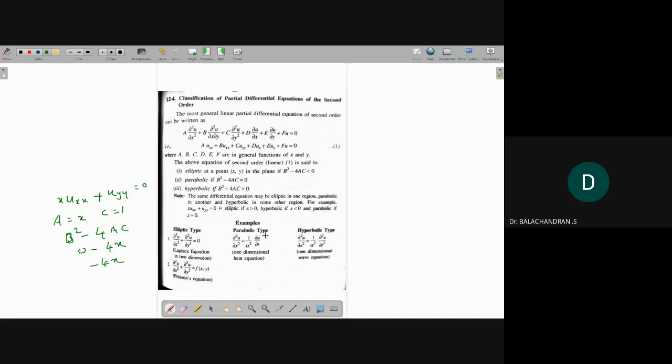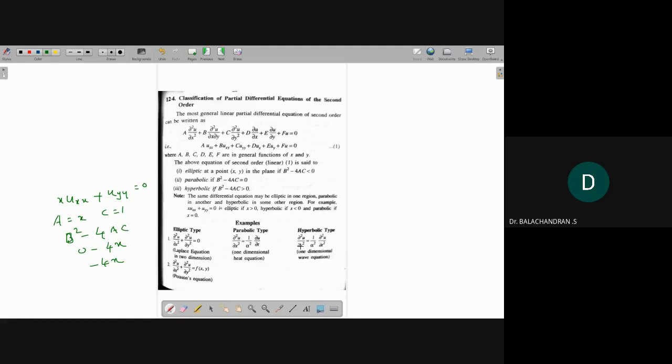And for the parabolic type, the one-dimensional heat equation. I think you studied the one-dimensional heat equation in Fourier transform. This is dou square u by dou x square equal to 1 by alpha square into dou u by dou t. So the one-dimensional heat equation is parabolic type. And then the one-dimensional wave equation, I think this is the hyperbolic type: dou square u by dou x square equal to 1 by alpha square into dou square u by dou t square. Here you have dou square u by dou t square.